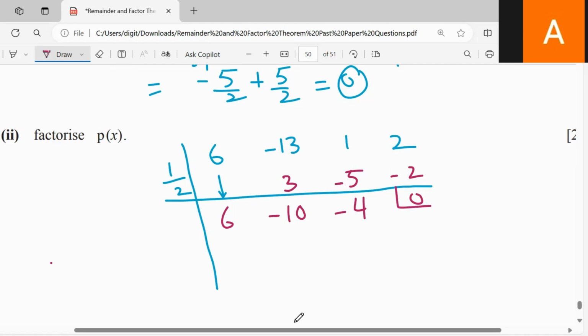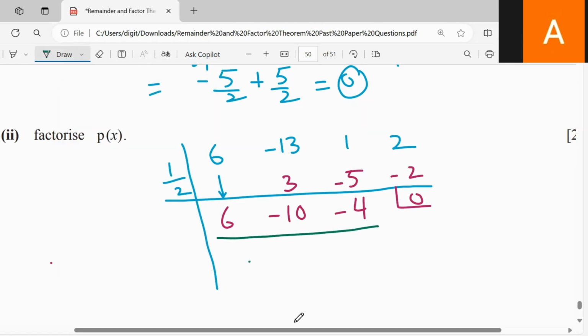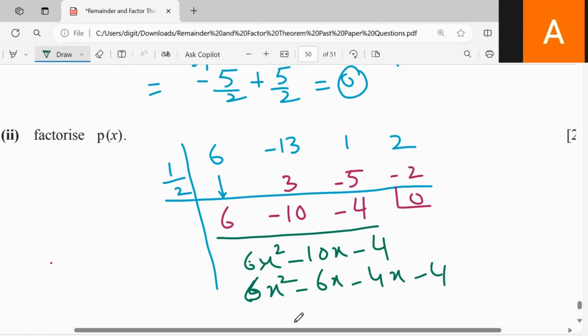And with the help of these numbers, you can form a quadratic equation. So the quadratic equation is 6x squared minus 10x minus 4. Now you can factorize this quadratic equation. Your answer is, make factors: 6x squared minus 6x minus 4x minus 4.